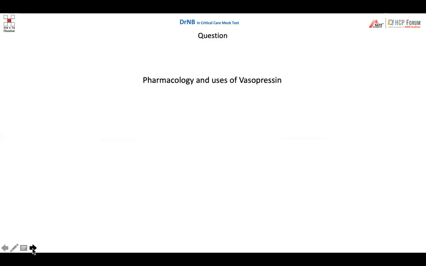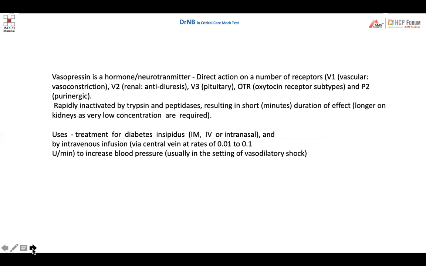What is the pharmacology and uses of vasopressin? Vasopressin is a hormone and neurotransmitter with direct action on a number of receptors: V1, where it causes vasoconstriction; V2, in the kidneys, which causes antidiuresis; and V3 in the pituitary. It also acts on oxytocin receptor subtypes and P2 receptors. It is rapidly inactivated by peptidases, so it has a very short half-life of minutes. The effect on the kidneys is longer, even at very low concentrations.